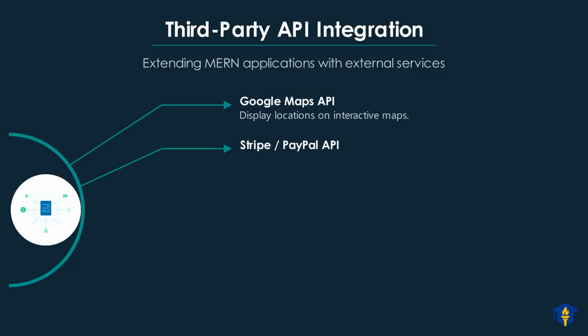For handling payments, the Stripe or PayPal API allows you to integrate secure transaction processing. These APIs are essential for processing secure online payments within your application, ensuring smooth transactions. The OpenWeather API is excellent for fetching real-time weather updates, integrating dynamic weather information.